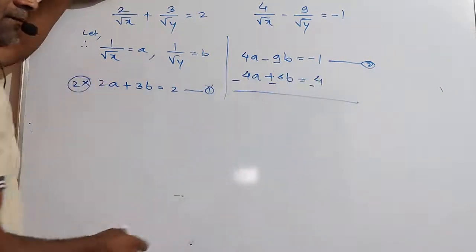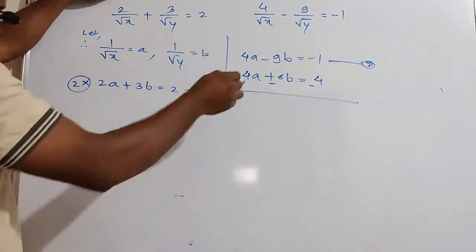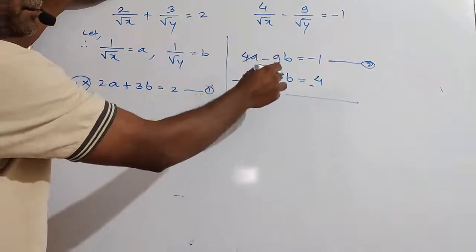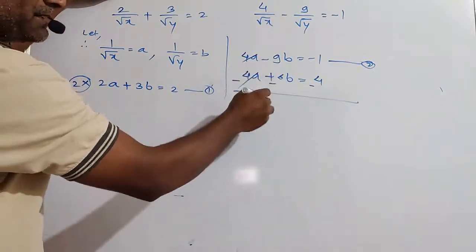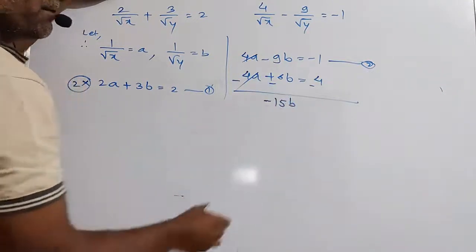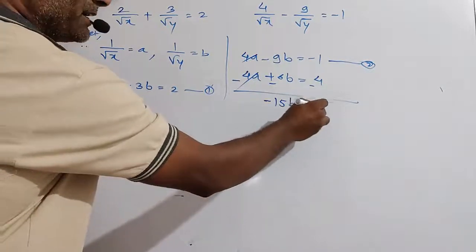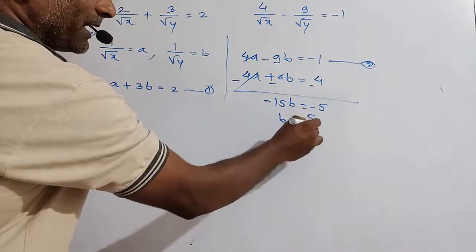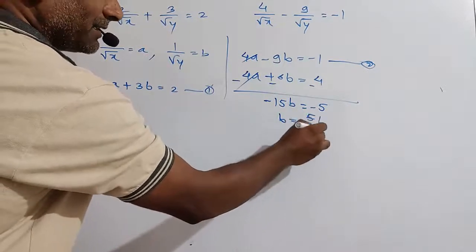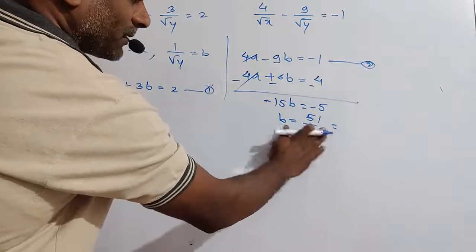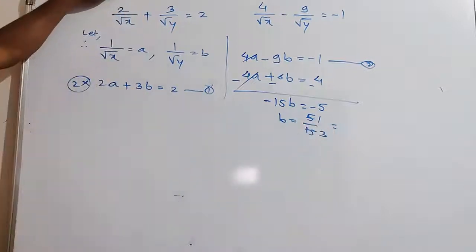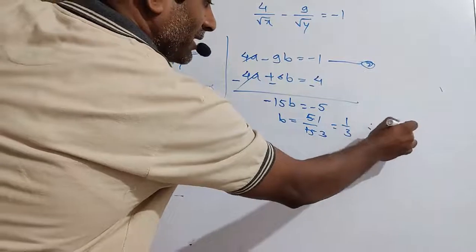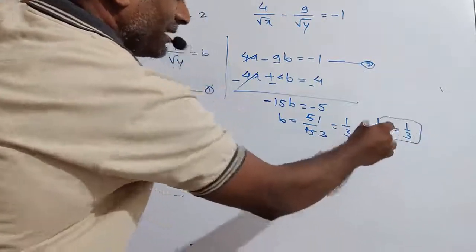So this will become minus minus plus, 4a minus 4a will be cancelled. Minus 9 minus 6, minus 15 b is equal to minus 5. So b is equal to minus, cancel, 5 by 15, that is 1 by 3. 5 3s are 15. So here b we got equal to 1 by 3.